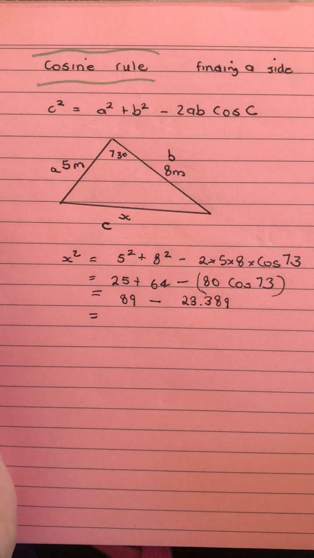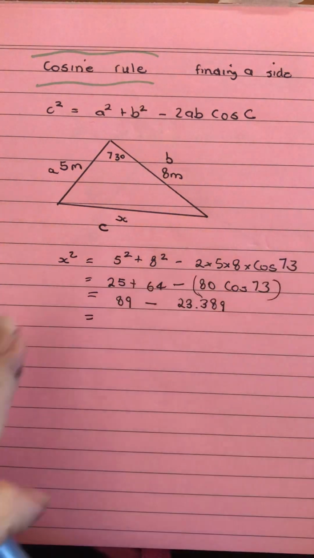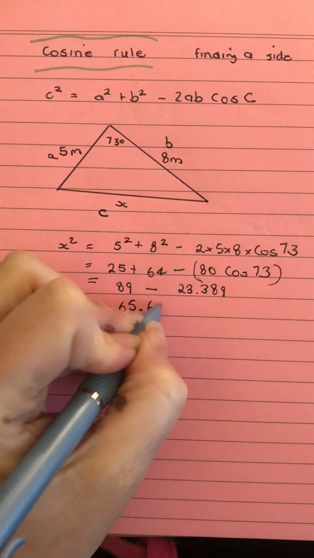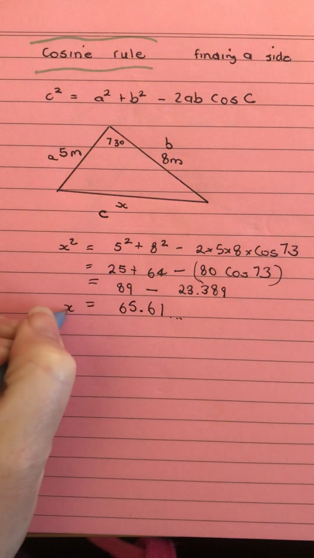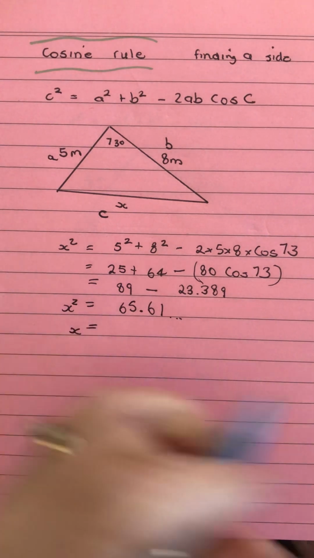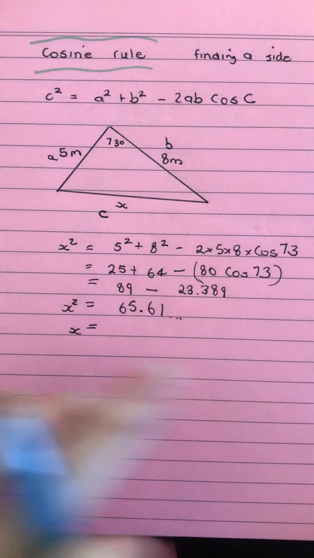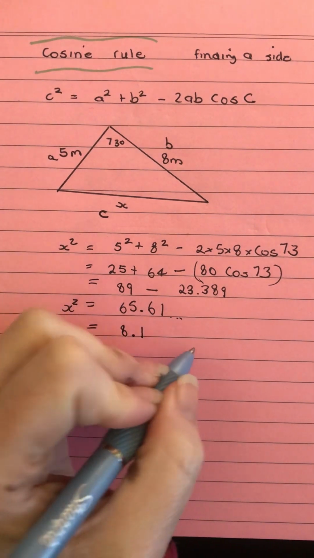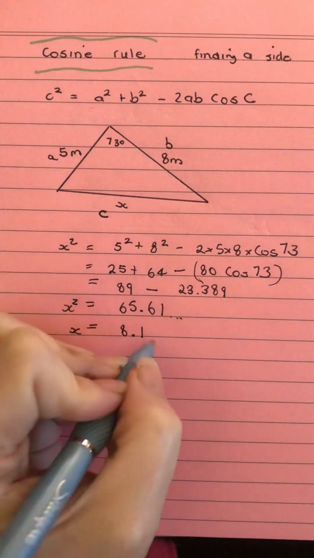Once we've done that, we've got our 89 take away the 23.389, we get 65.61, and that's my x squared. Then to get what my x is, I'll do the square root of that, and I get 8.1000. So I'll leave that as 8.1 centimeters.